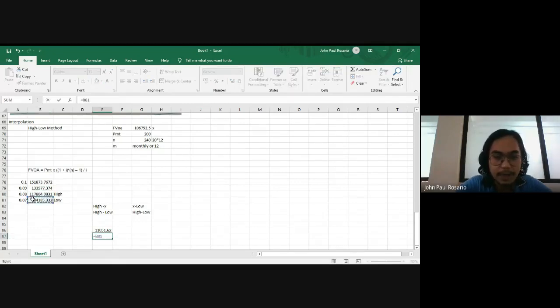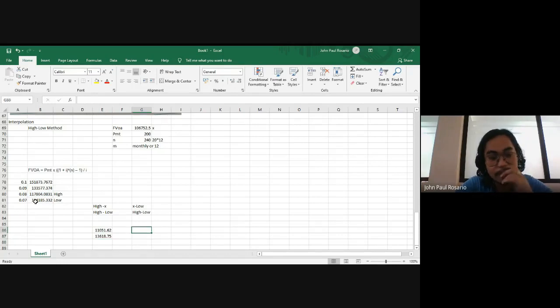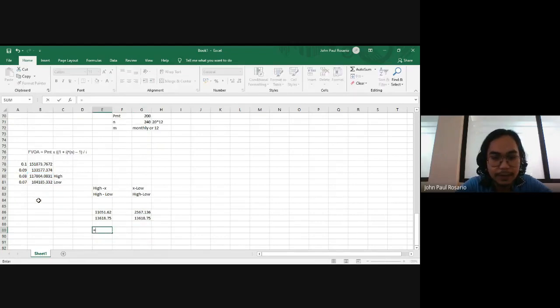This one minus this one. For the other side, it's this one minus our low over our high minus our low. And then we divide this. So this one divided by this one, or this one divided by this.